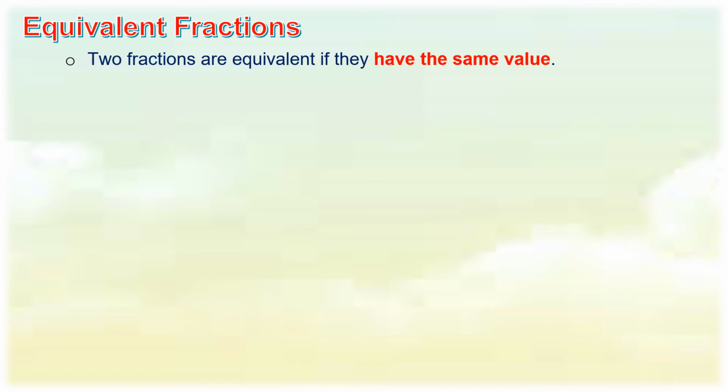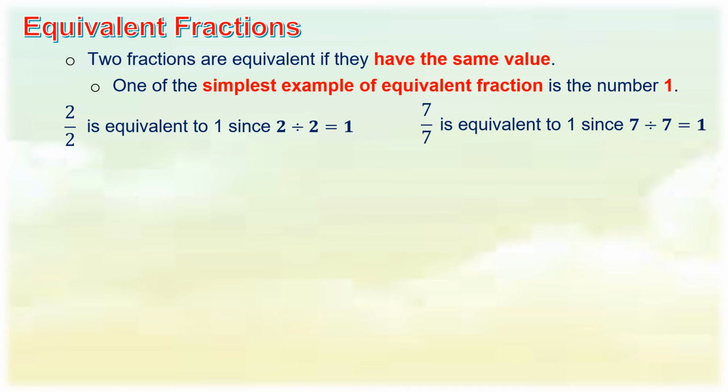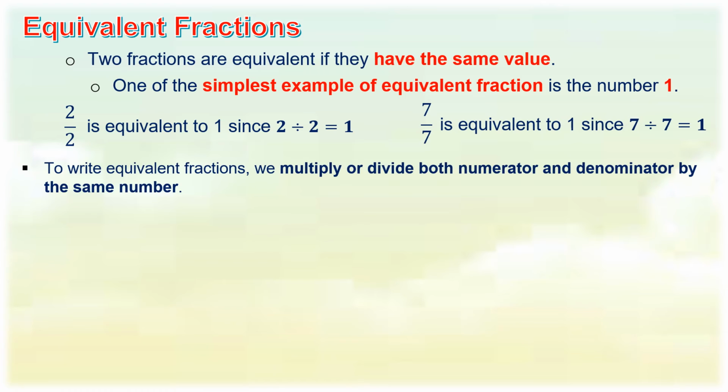What are equivalent fractions? Two fractions are equivalent if they have the same value. One of the simplest examples of equivalent fractions is the number 1. Suppose we have 2 over 2. It is equivalent to 1 since 2 divided by 2 is equal to 1. 7 over 7 is equivalent to 1 since 7 divided by 7 is equal to 1.